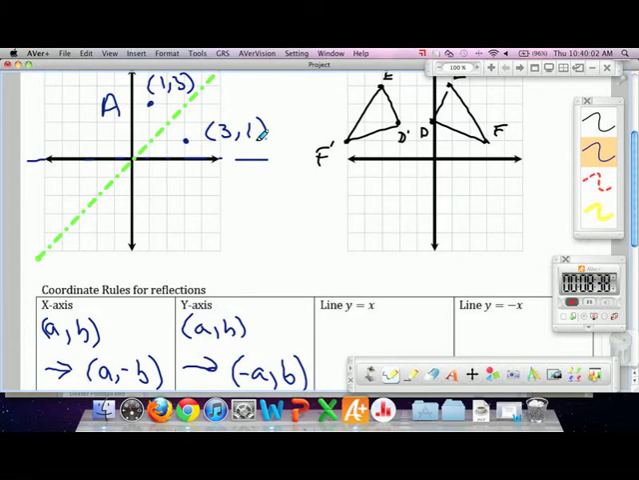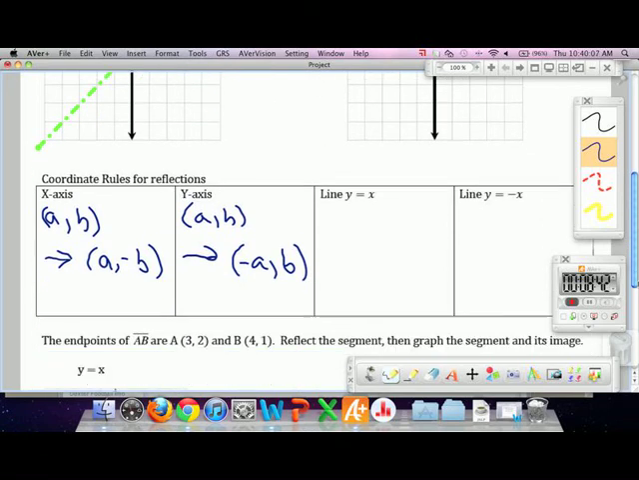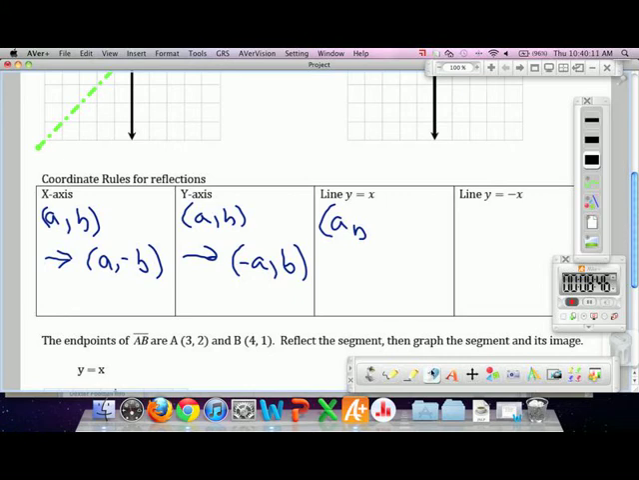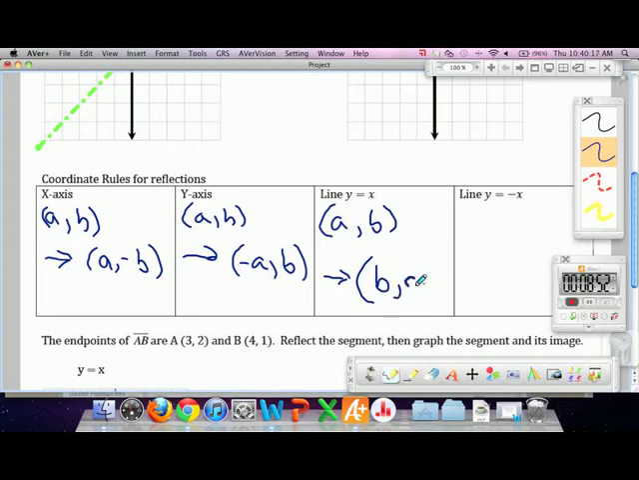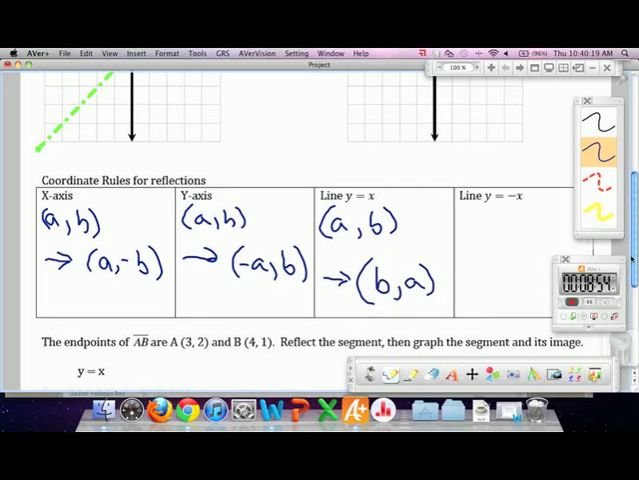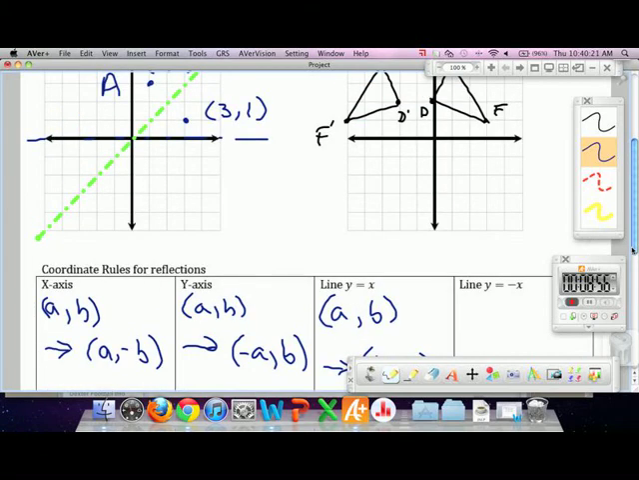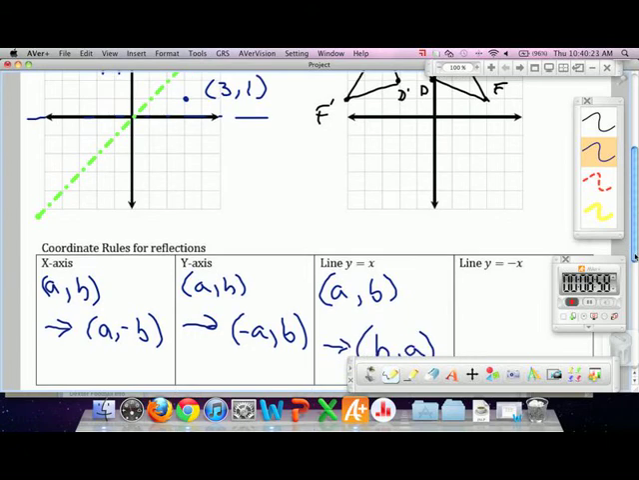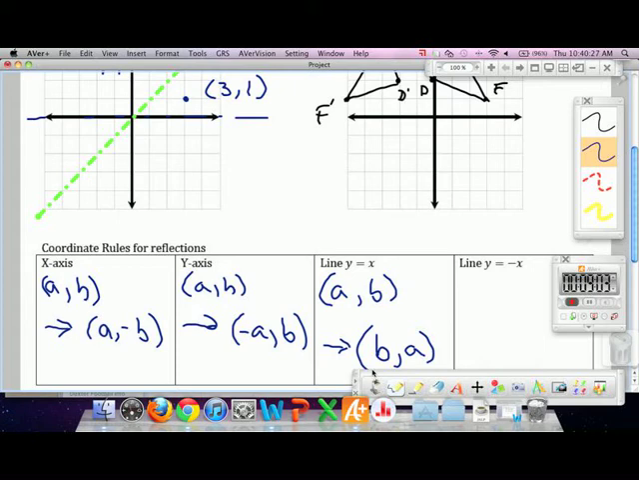So if I want to reflect over the line y equals x, (a, b) gets mapped to (b, a). If I want to reflect over this, I'll just simply flip the coordinates.